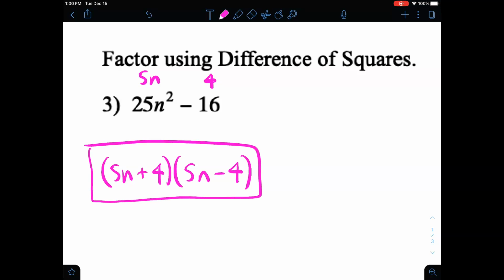If you were to FOIL this, the middle terms would be plus 20n and minus 20n, and they would cancel out, and you'd be just left with 25n squared minus 16. It's just a pattern you kind of have to know, okay? It's the square root of the first one plus the square root of the second one, times the square root of the first one minus the square root of the second one, and you just put them side by side and multiply them. Okay?